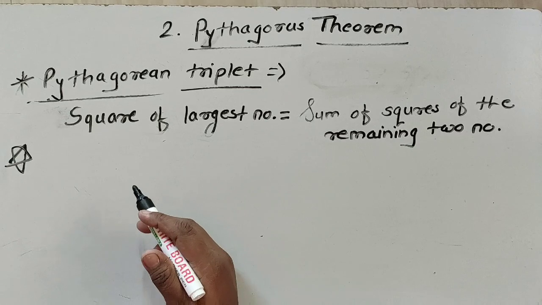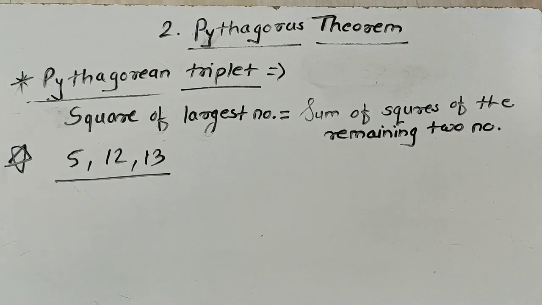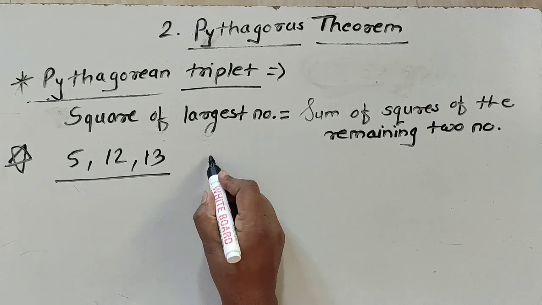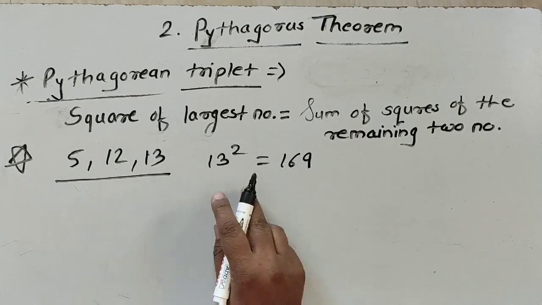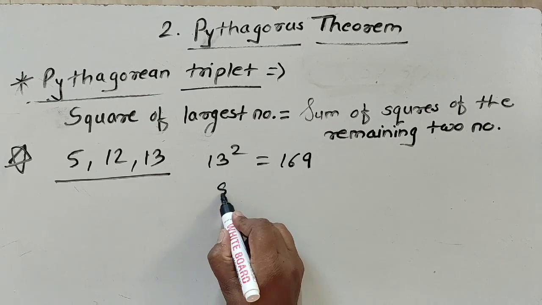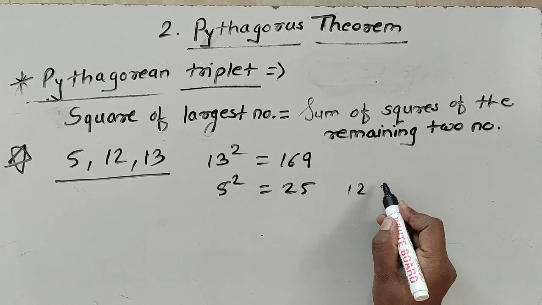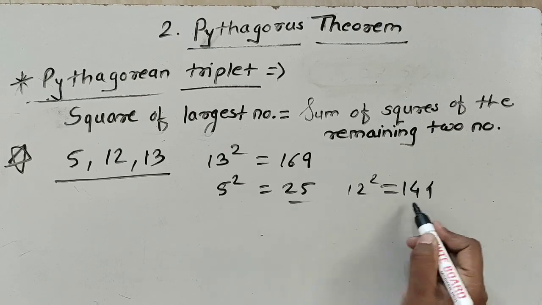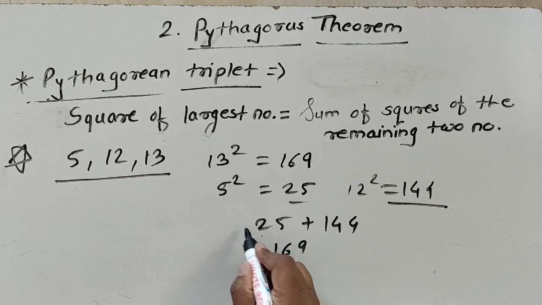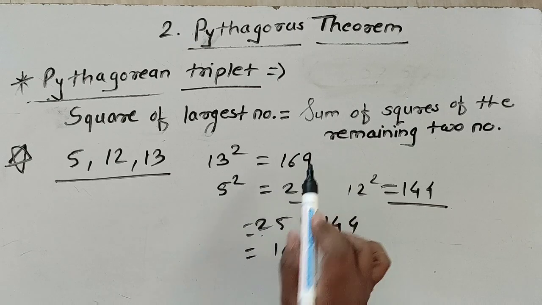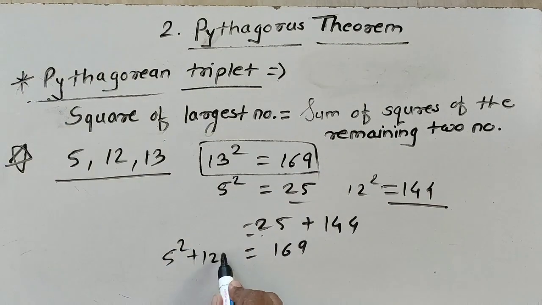Now we will see whether 5, 12 and 13 form a Pythagorean triplet or not. As per our rule, 13 square is 169, and this is the largest number's square. Then 5 square is 25, and 12 square is 144. If we add these two numbers, 25 plus 144, we get 169. So the sum of these two numbers is the square of the largest number. So this is also a Pythagorean triplet.